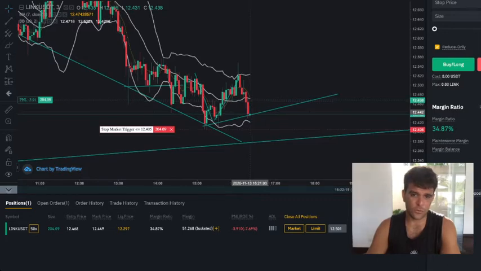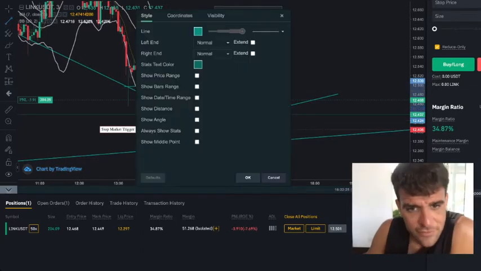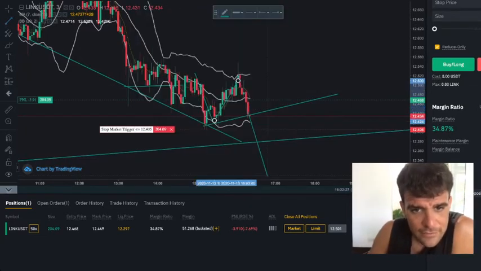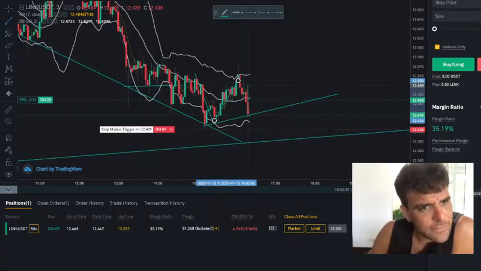Whoa. Sorry, Binance is just extremely lagging. Extremely lagging? That makes sense.